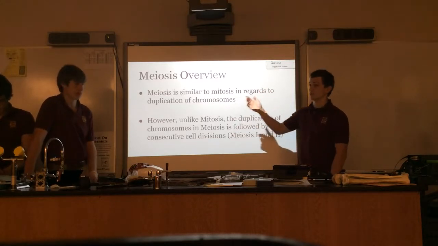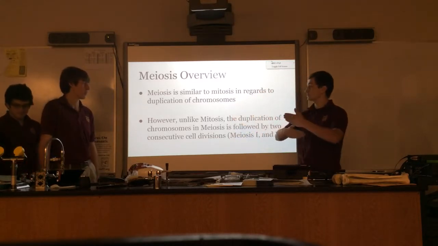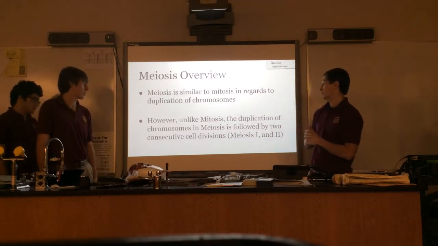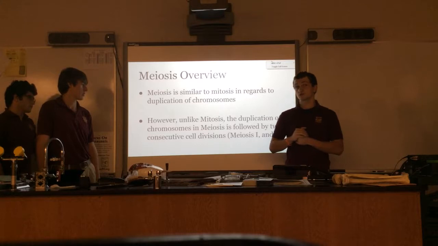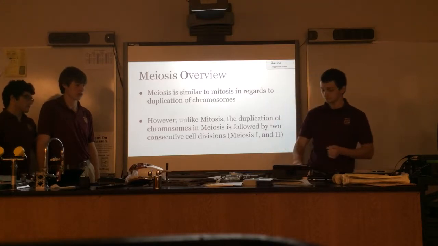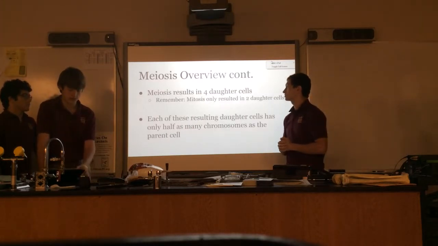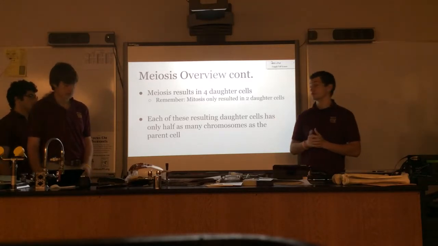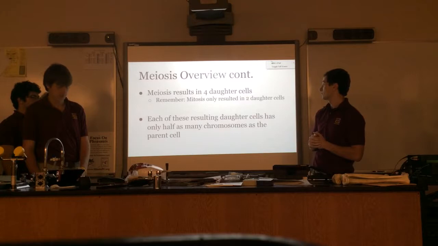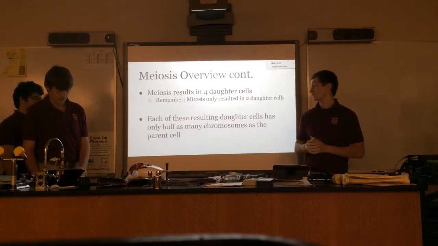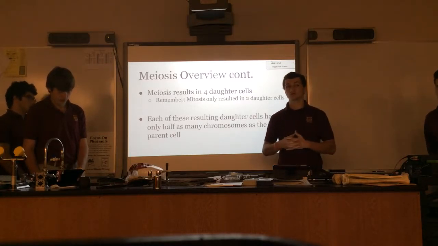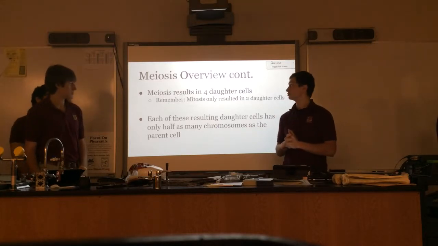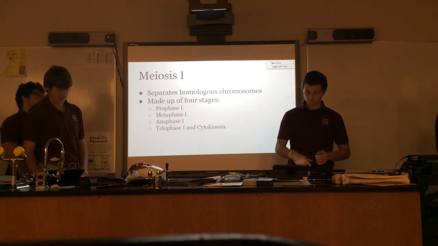In the beginning, it's pretty much the same as mitosis in regards to duplication of chromosomes. In both meiosis and mitosis, chromosomes are duplicated in interphase. However, unlike mitosis, in meiosis it's followed by 2 consecutive cell divisions. Mitosis only has 1 cell division. Meiosis ultimately results in 4 daughter cells. Mitosis results in 2 daughter cells. Each of these resulting daughter cells has only half as many chromosomes as the parent cell, also known as haploid. Meiosis is used to produce gametes, sex cells.